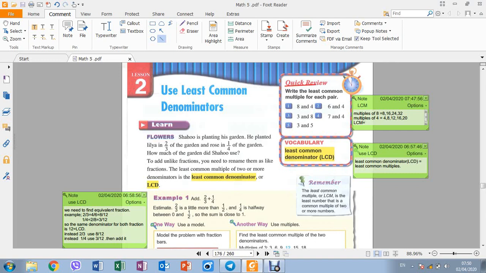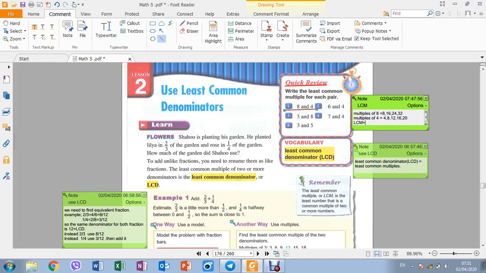Look here. It tells us to write the least common multiple for each pair. LCM. So this is LCM. For example, the first question, we solve it: LCM of 8 and 4. It tells us to find the LCM for 8 and 4.